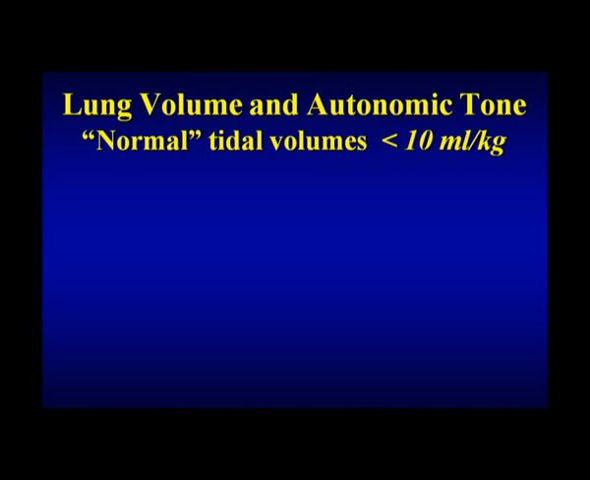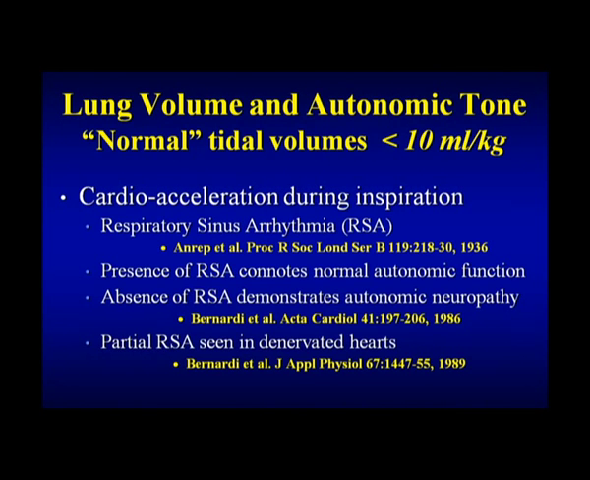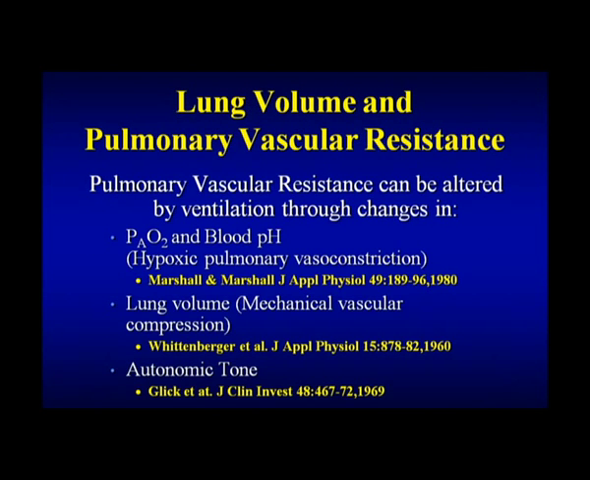Under normal conditions, if we look at the lungs alone, if you have a spontaneous inspiration, you get vagal withdrawal and you get cardiac acceleration. And that's a nice way of showing that you've got normal autonomic tone. Also, as the lungs get bigger, they alter their vascular resistance. If you have hypoxia in the lungs, you get hypoxic pulmonary vasoconstriction, and that increases pulmonary vascular resistance. As the lung volumes get bigger, they are compressed, and autonomic tone is changed.